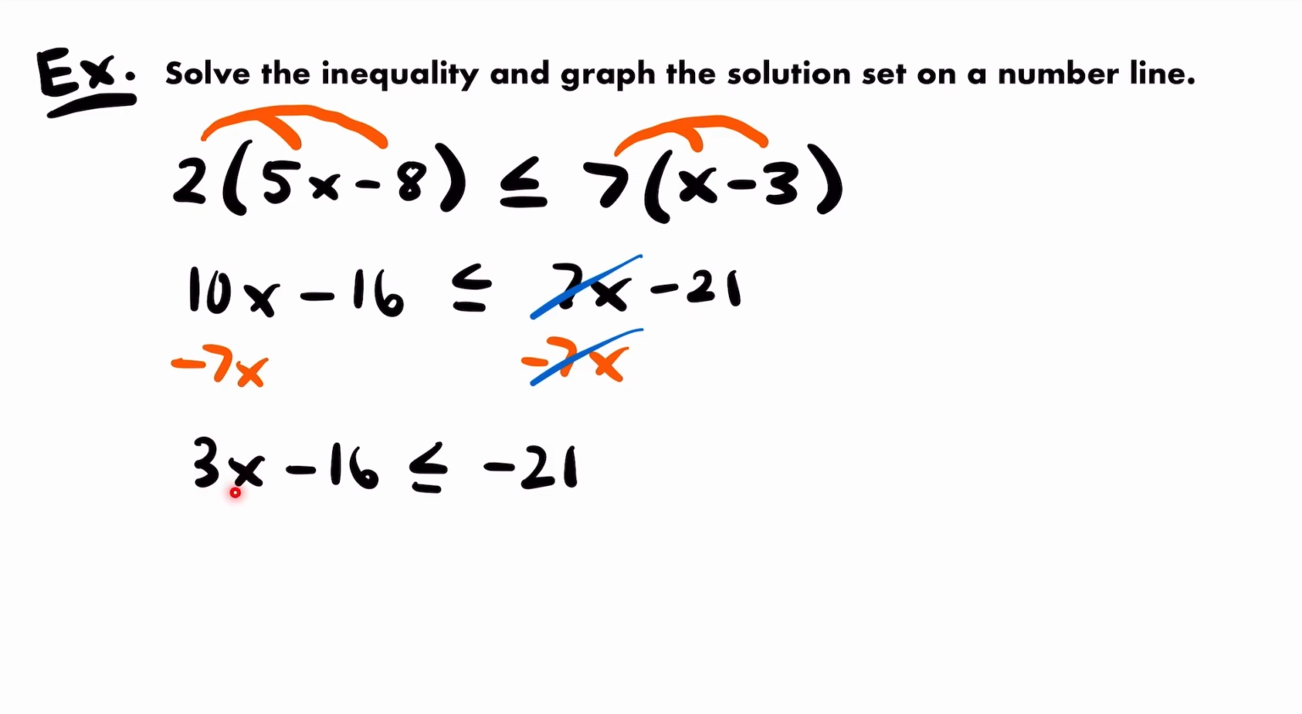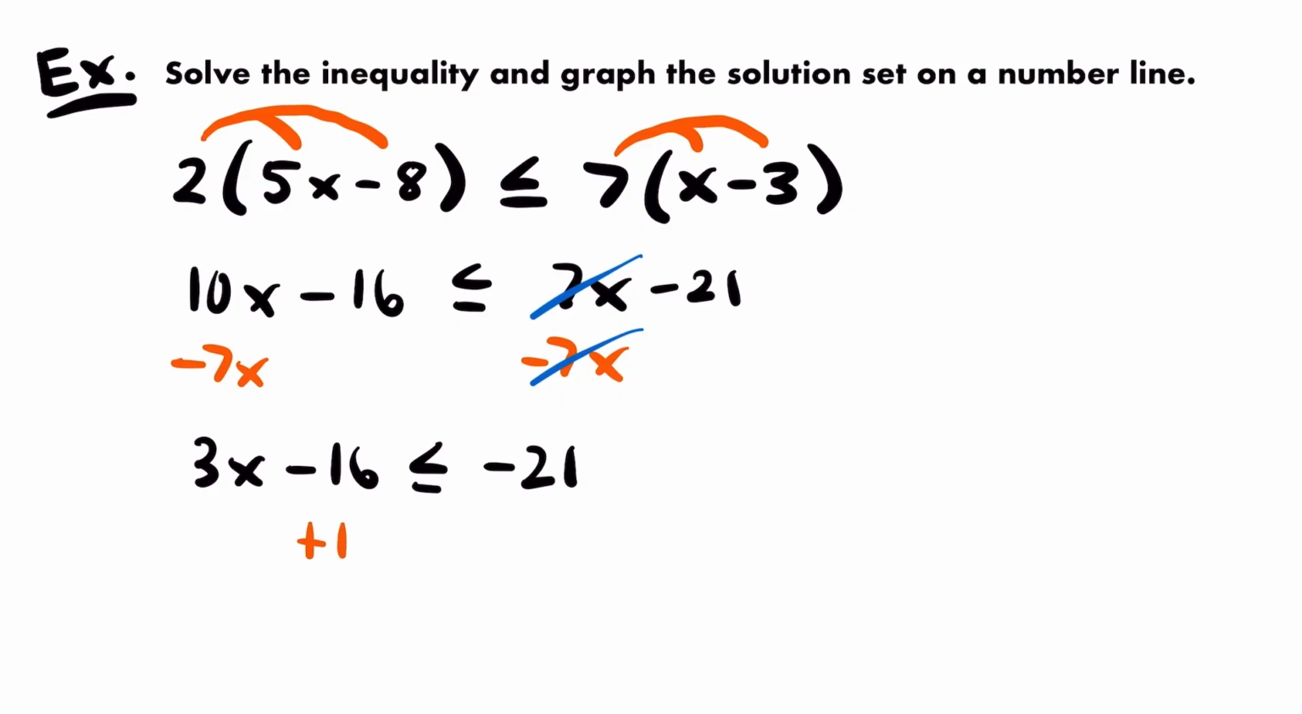Okay, and so now we just have one variable term, so we're getting closer to being able to solve for that variable. But what we need to do is get that term by itself on this side of the inequality. So we want to get rid of this constant term of negative 16, which we can do by adding the opposite of it to both sides.